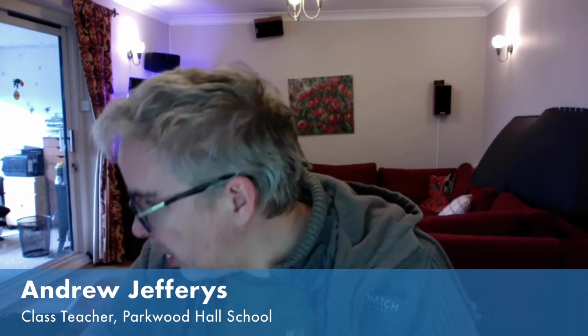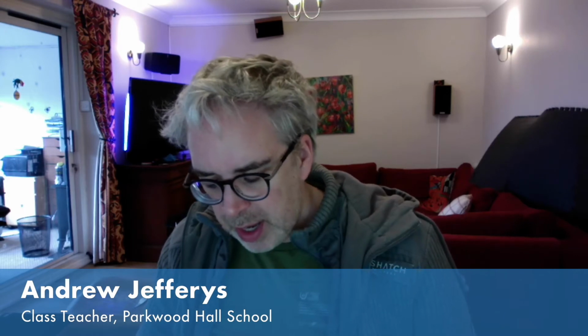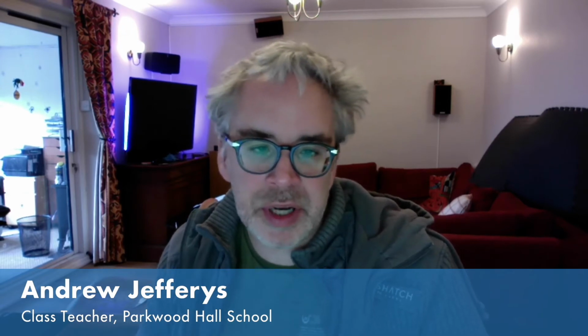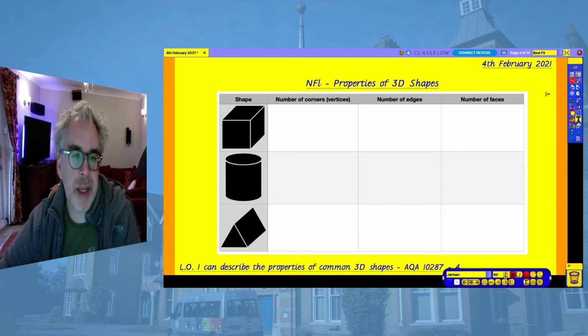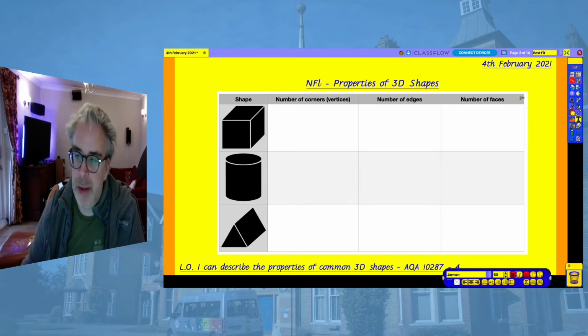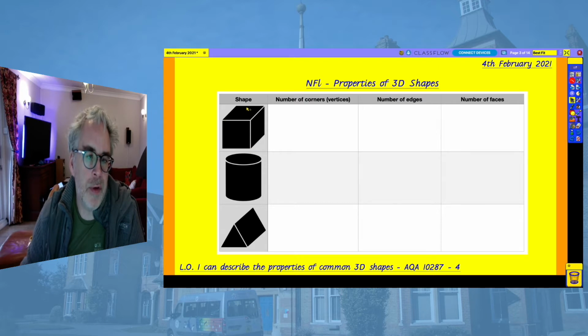Now, I'm just having a little look around for an example here. So the first shape we have at the top is the cube. And you will know that because on Tuesday you did your activity where you named the shape. So if we have a little look at the number of corners, if I just go with what I can see on screen, it looks like there's 1, 2, 3, 4, 5, 6, 7 that we can see.